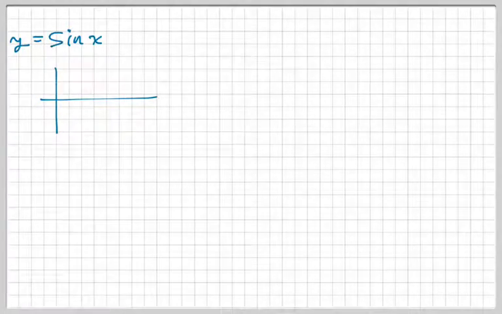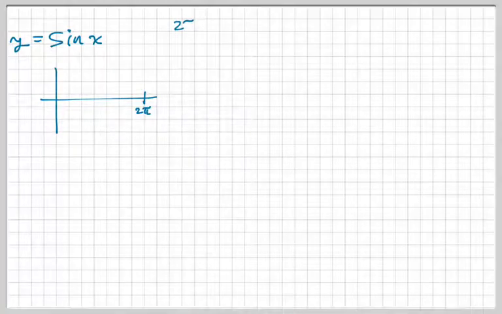Do you know when sine values start repeating themselves? When do sine values start repeating themselves on the unit circle? After 2 pi, after you complete one full rotation. So 2 pi is where we're going to stop. We're going to start at 0 and end at 2 pi.